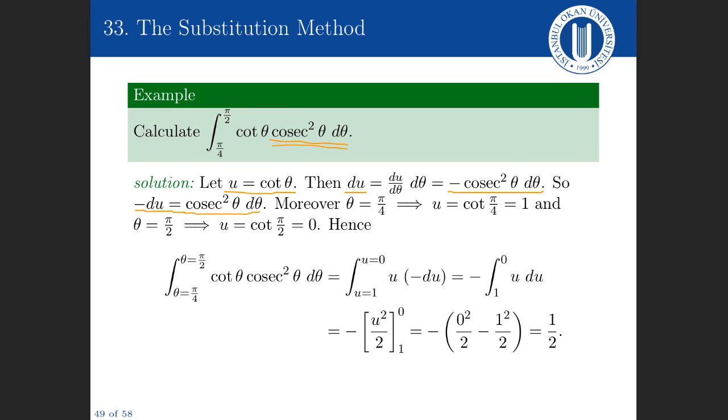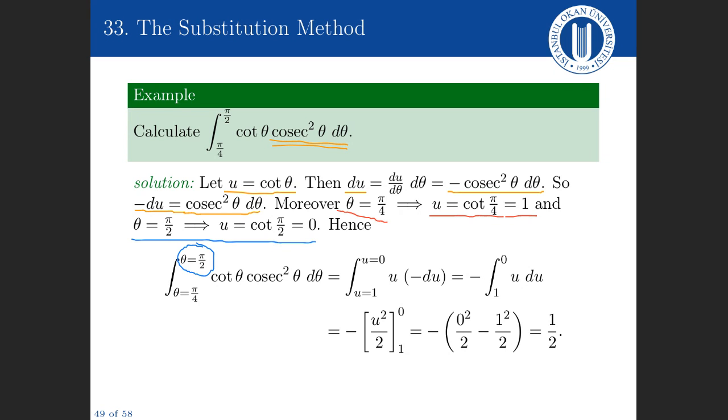We're going to do a little bit extra work at the start. If theta is pi over 4, then u is cot pi over 4, which is equal to 1. And if theta is pi over 2, then u is cot pi over 2, which is equal to 0. We're ready to do our substitutions.